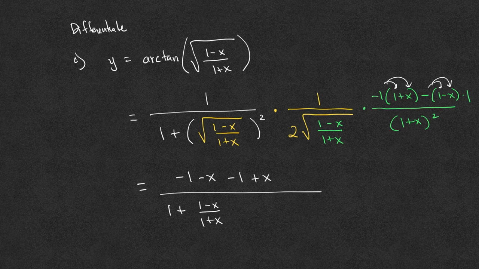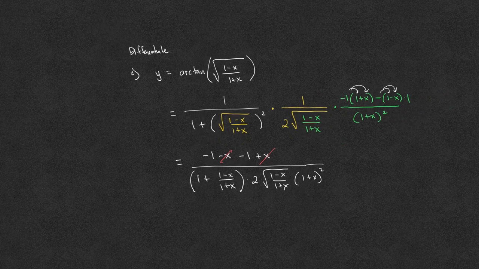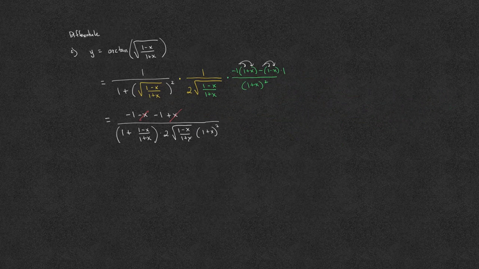The square root and the square cancel out. We will need to put this inside parentheses because this is being multiplied by some other factors: times 2 times the square root of 1 minus x over 1 plus x times 1 plus x, the whole quantity squared. In the numerator, the negative x and the x cancel out, leaving us with a negative 2. And that negative 2 will cancel out the factor of 2 in the denominator, but we will write it out just in case.